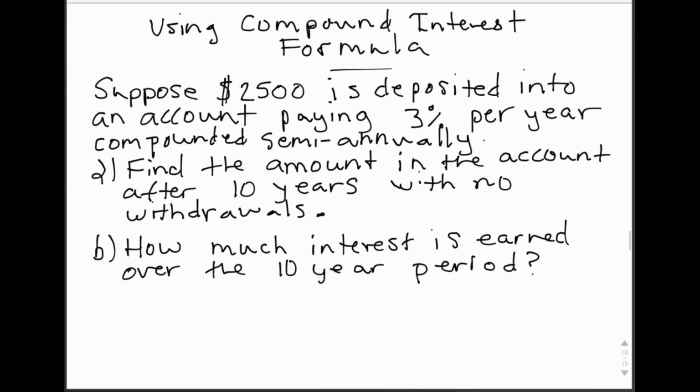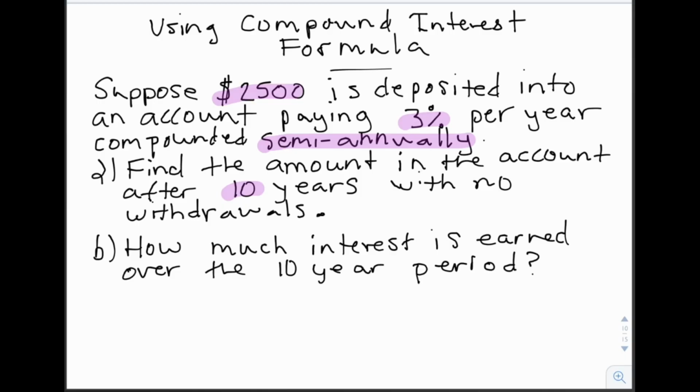So, using our compound interest formula, our problem states, suppose $2,500 is deposited into an account paying 3% per year. So our first pieces of information are this $2,500 and this 3% per year. And then our last portion that it tells us is that it was compounded semi-annually. So part A asks us to find the amount in the account after 10 years. So that is going to be our last piece of information here.